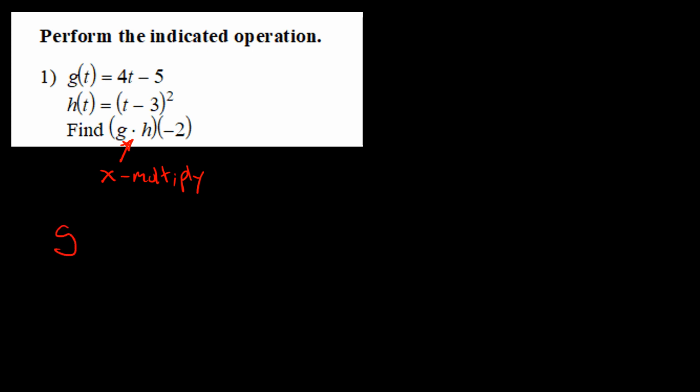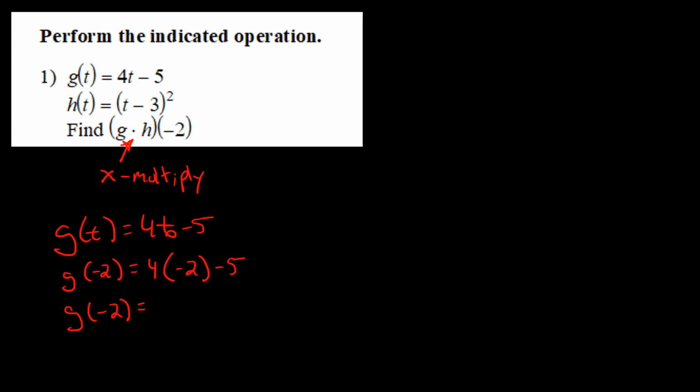So if I take this g of t, which is 4t minus 5, I'm going to substitute negative 2 in there to have g of negative 2 equals 4. Everywhere I have a t, I'm going to put in a negative 2, minus 5. So g of negative 2 is equal to 4 times negative 2, which is negative 8, minus 5. So g of negative 2 is equal to negative 13.